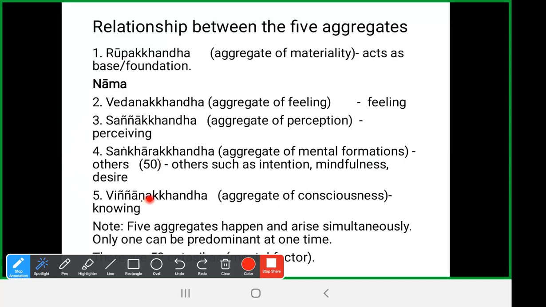And Vijnana. Vijnana Khanda, the word Vijnana is the same as Chitta. It's just the aggregate of consciousness, knowing.